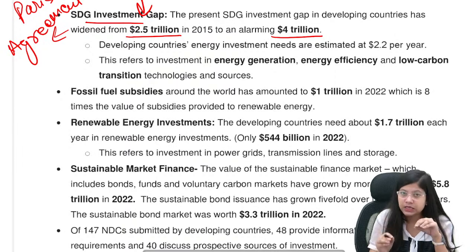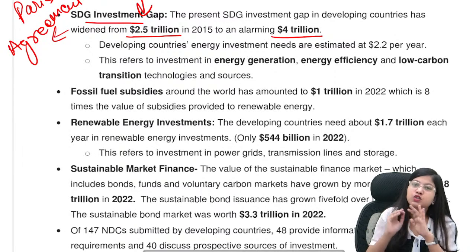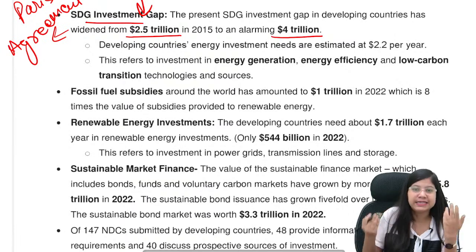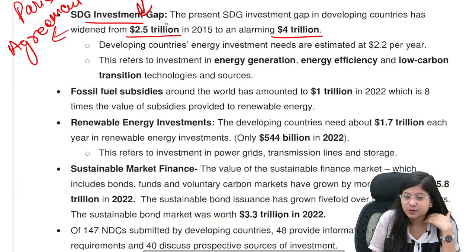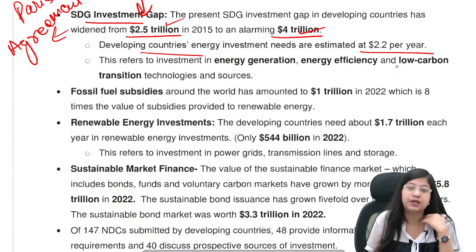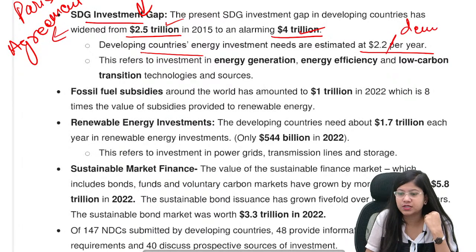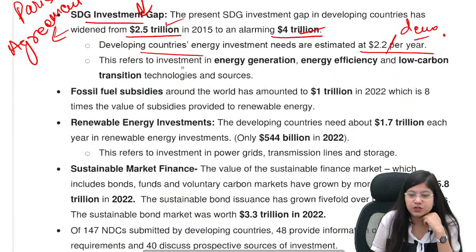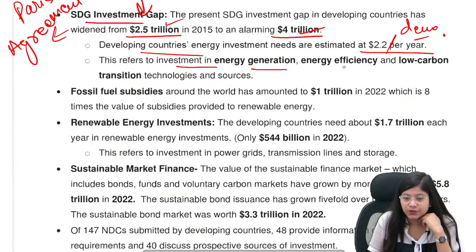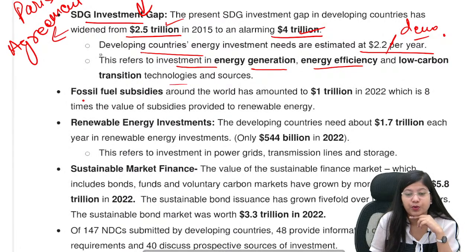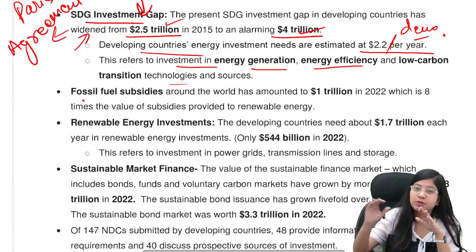But still the SDG investment is not coming to the countries which need it. That is why the investment gap is widening. Developing countries' energy investment needs are estimated at 2.2 US dollars per year. So here the denomination is missing. This refers to the investment in energy generation, energy efficiency, and low carbon transition technologies. This is not very important. The fact is this: the SDG investment gap is widening.